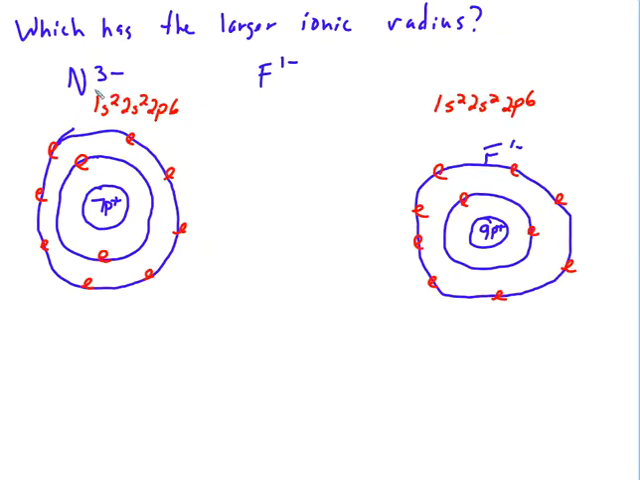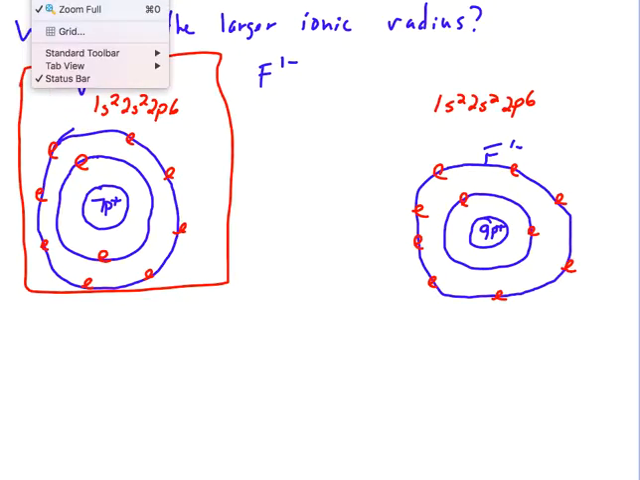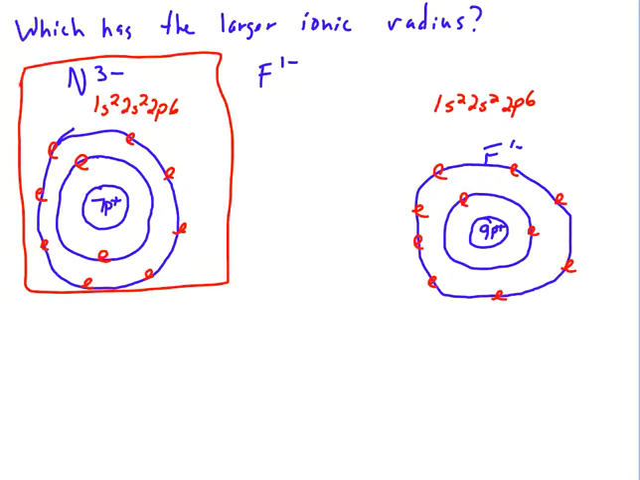So which one has the larger radius? It would be nitrogen because it has fewer protons pulling on the same number of electrons that fluorine has. Fluorine is going to pull its electrons in closer because it has more protons pulling on those electrons. That's it.